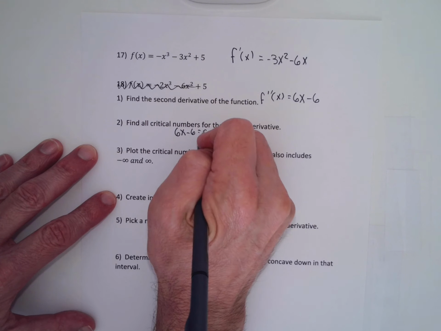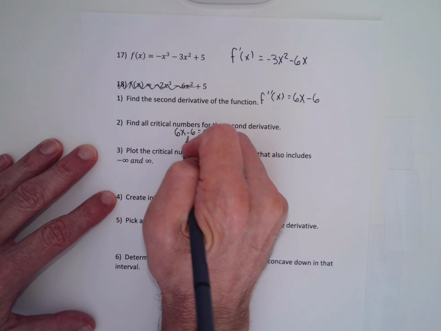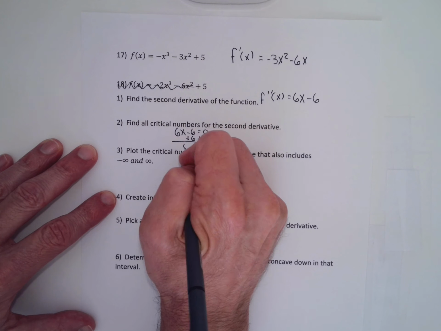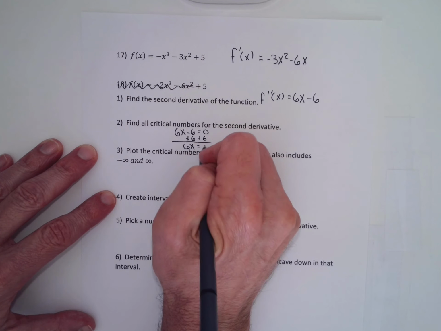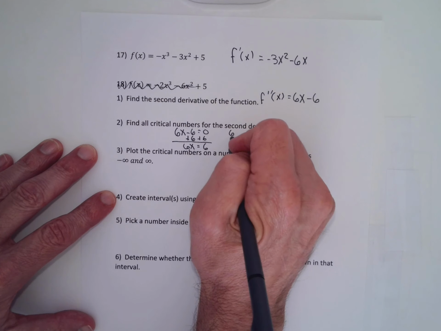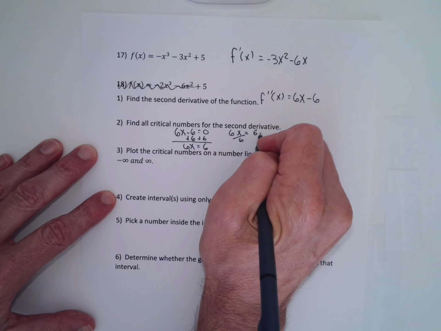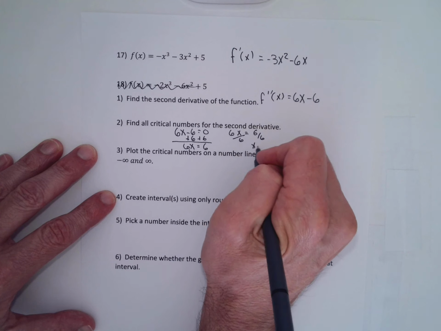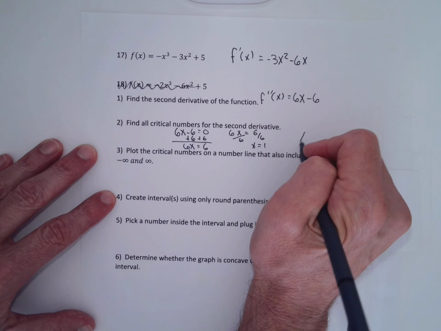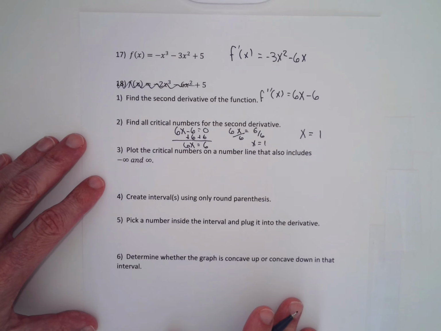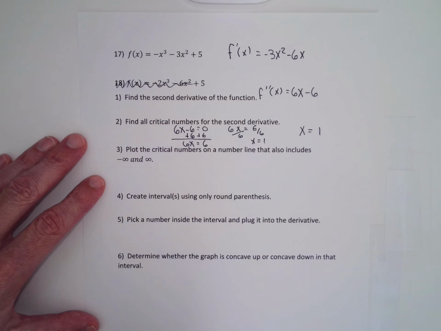You'll see that the critical numbers, I always like to make them nice integers. I don't like fractions if I can avoid it. And I like small numbers. So I took the second derivative, set it equal to 0, added 6 to both sides, and then divided by 6. Got the same critical number of 1. I think consistently we'll get 1 and 0 for critical numbers in this section. Just keeps the numbers easier to work with.